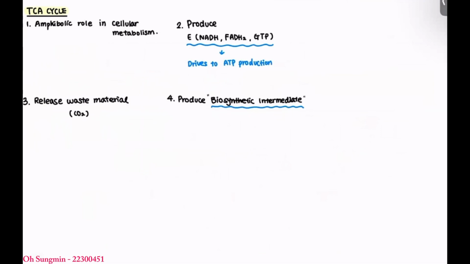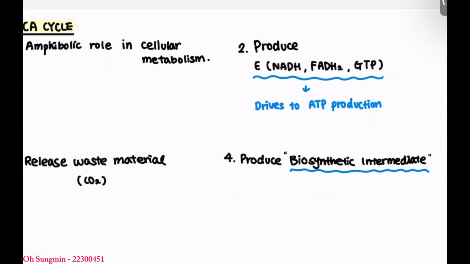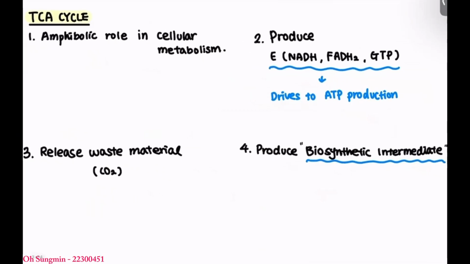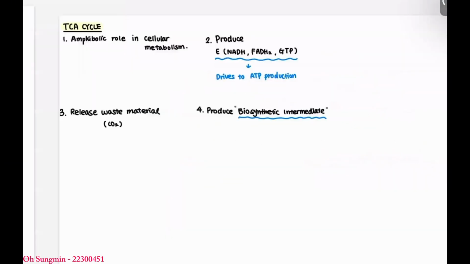This chemical pathway is crucial in the metabolism of cells because of the following points. First, it plays an amphibolic role in cellular metabolism. Second, it is the main hub of producing energy, such as NADH, FADH2, and GTP, that drives ATP production. Third, it releases waste material such as carbon dioxide. Lastly, it produces biosynthetic intermediates to provide building blocks.